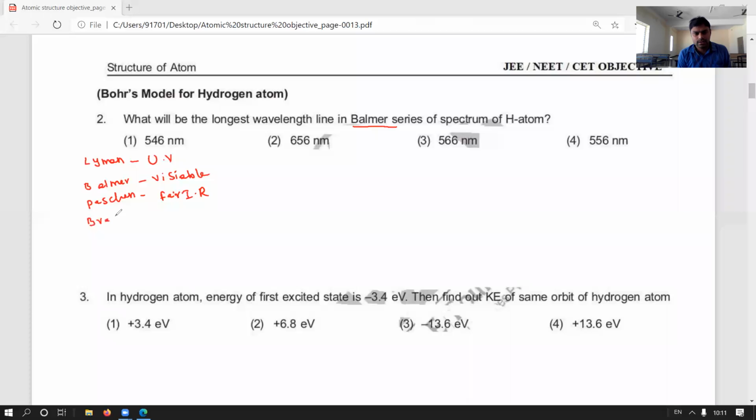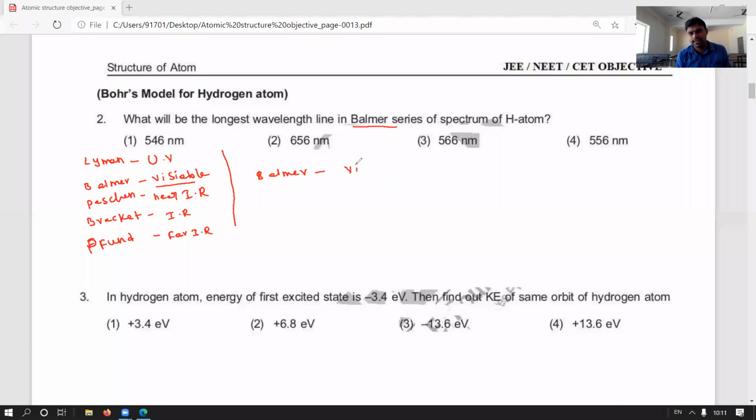Brackett series is present in the middle IR region. And Pfund series, sorry, Paschen series is nearer IR and Pfund series is far IR. Okay, these are the 5 series of lines in the hydrogen spectrum, in which the Balmer series is present in the visible region. Now we need to take the Balmer series.